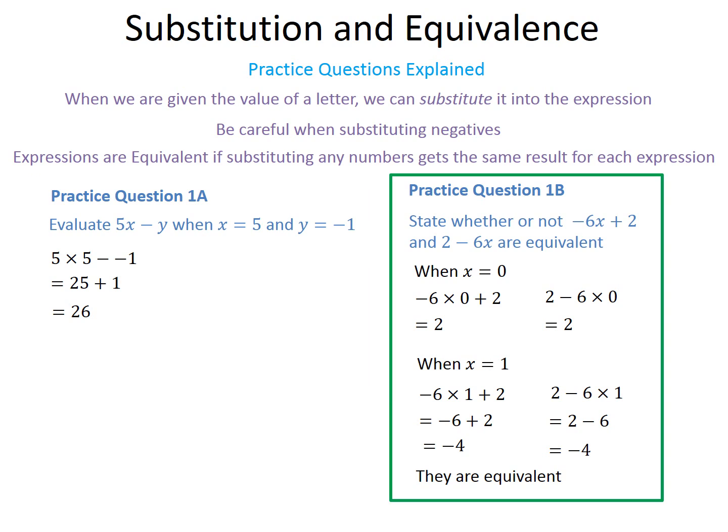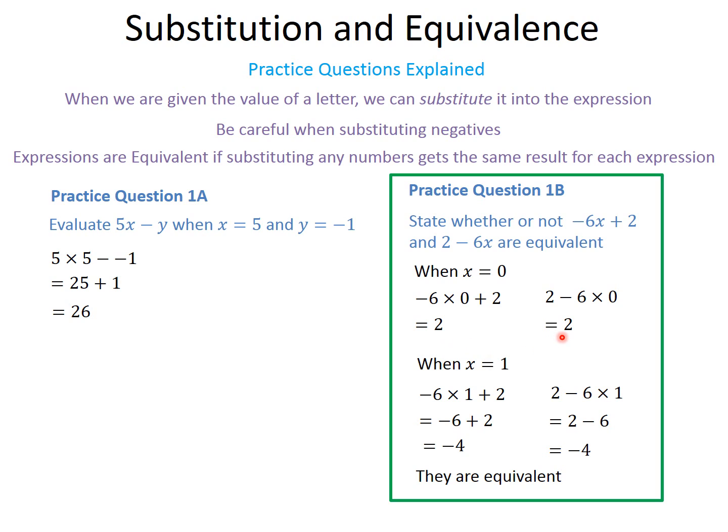Now, for the second one, we're going to state whether or not these two expressions are equivalent. So over here, firstly, I started by substituting 0 in for the x, and over here, I started on this first expression up here, and I got the answer of 2 when I subbed in 0, because -6 times 0 is nothing, plus 2 is 2, obviously. And then on this second one here, when I subbed in 0, I did the -6 times 0, which is again nothing, and then there's just 2 left over.